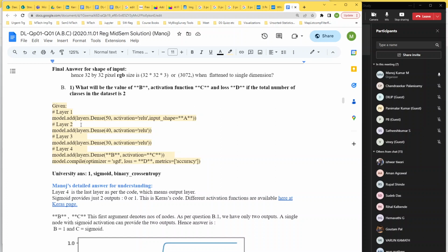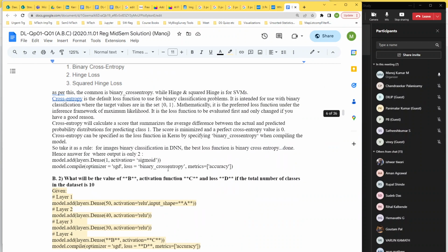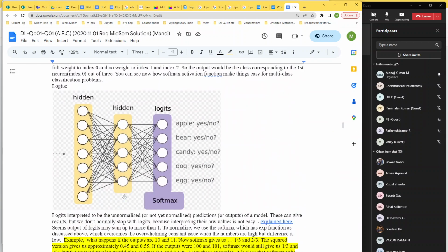Okay. Layer 1 add layers dense 50 activation. So this is one command in Keras. Layers dot dense. Dense means all the connections to all. It is connected heavily to each other. Let me check. Yeah, this is a dense connection.